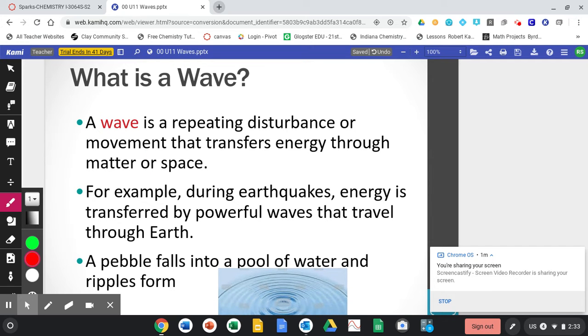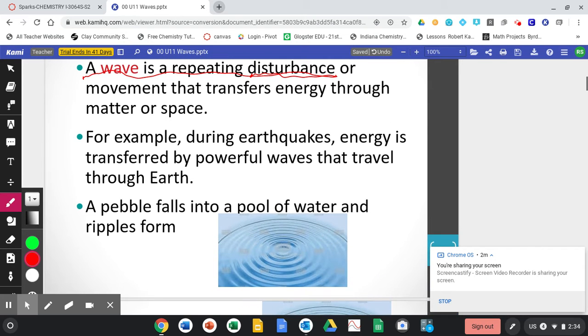So what is a wave? A wave is a repeating disturbance. Please write this down. A wave is a repeating disturbance. Hit pause if you have to, I go too fast. Or movement that transfers energy through space. For example, during earthquakes, energy is transferred through the earth. So I do want you to include in your write down that it transfers energy.